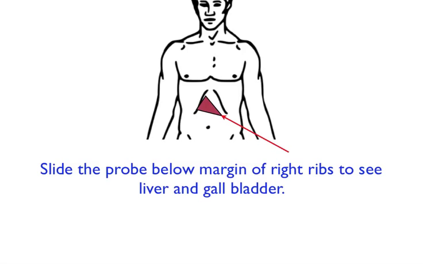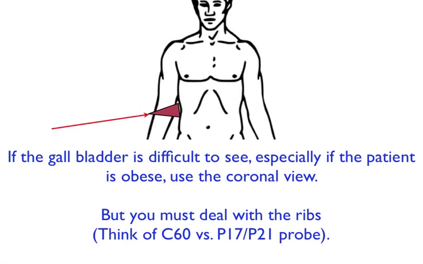Now, occasionally, it can be difficult to visualize the liver and gallbladder from this angle. Sometimes the patient has a lot of gas, and you can't compress all the way through the gas to see the gallbladder. And sometimes the patient's obese. In that case, going to the coronal view on the side is particularly useful.